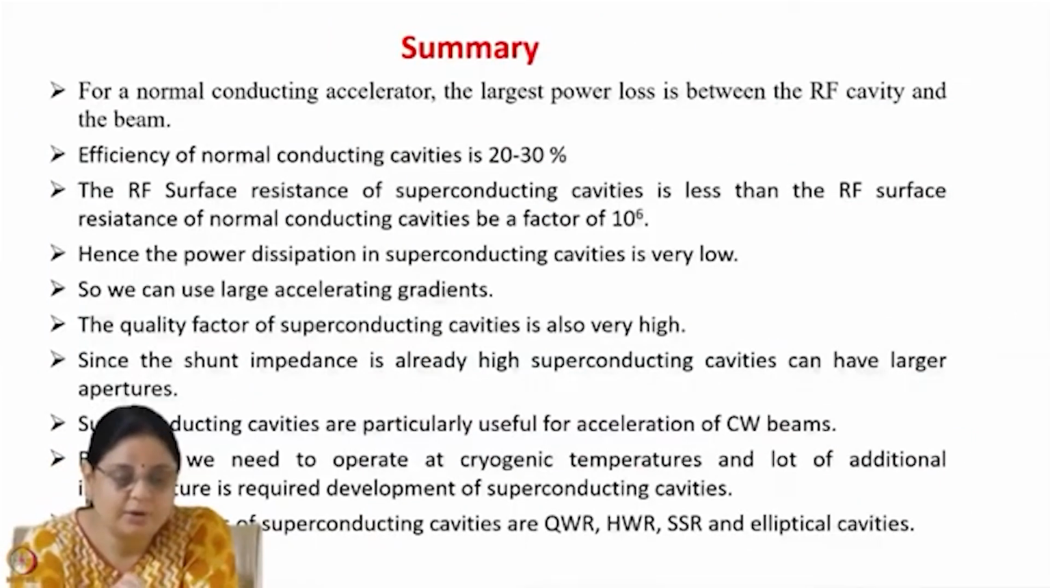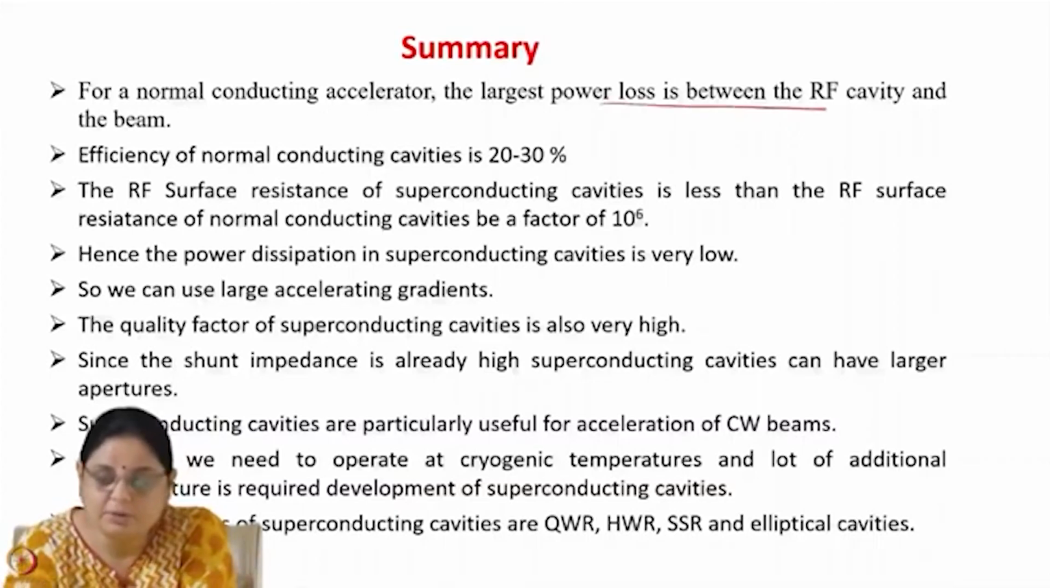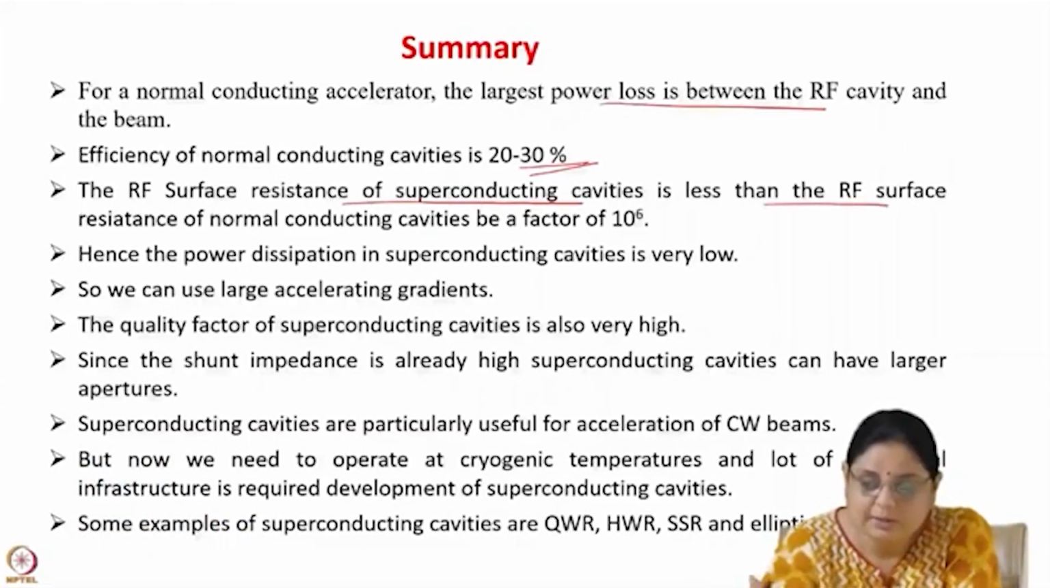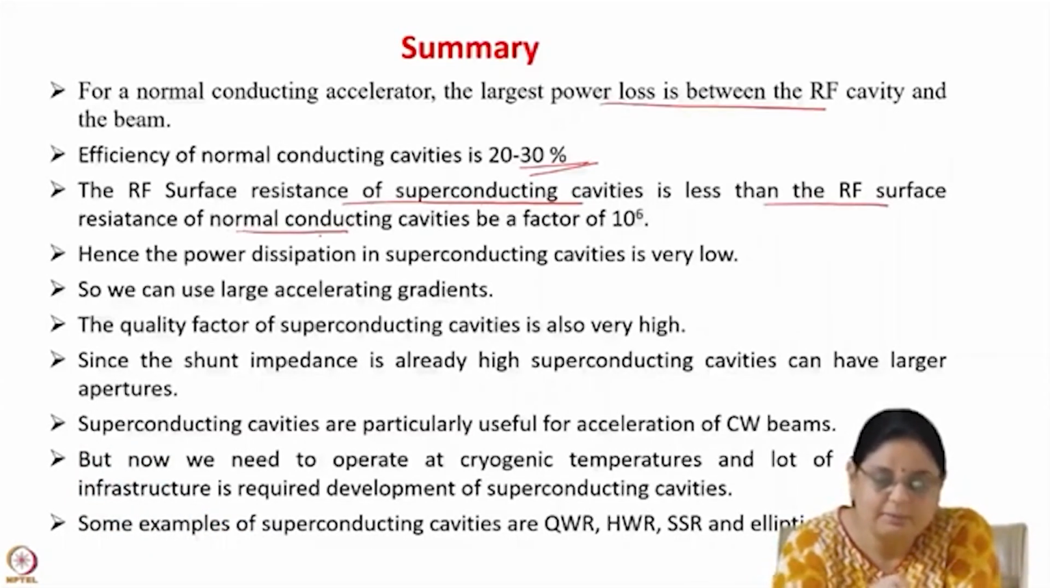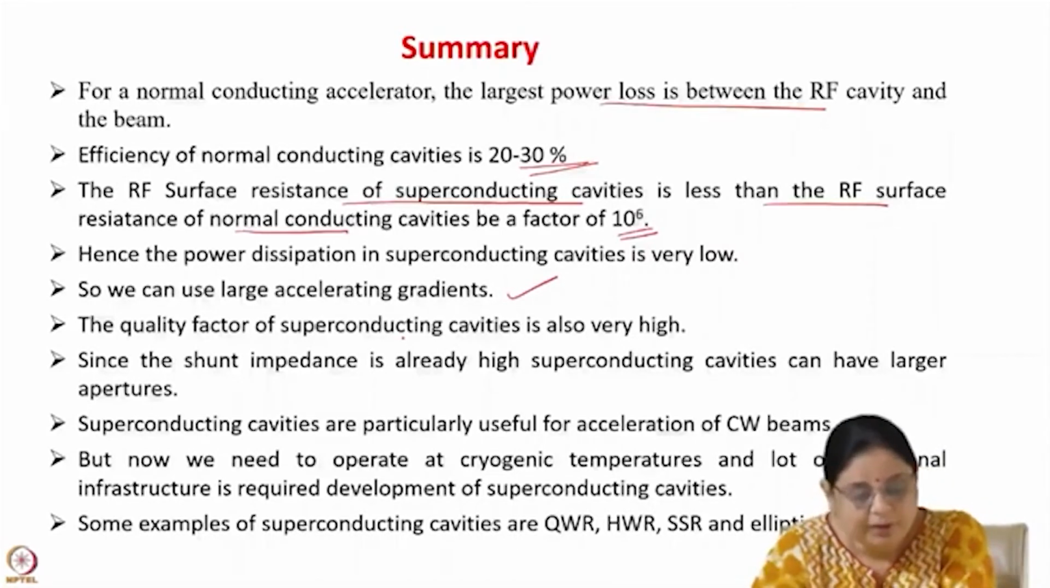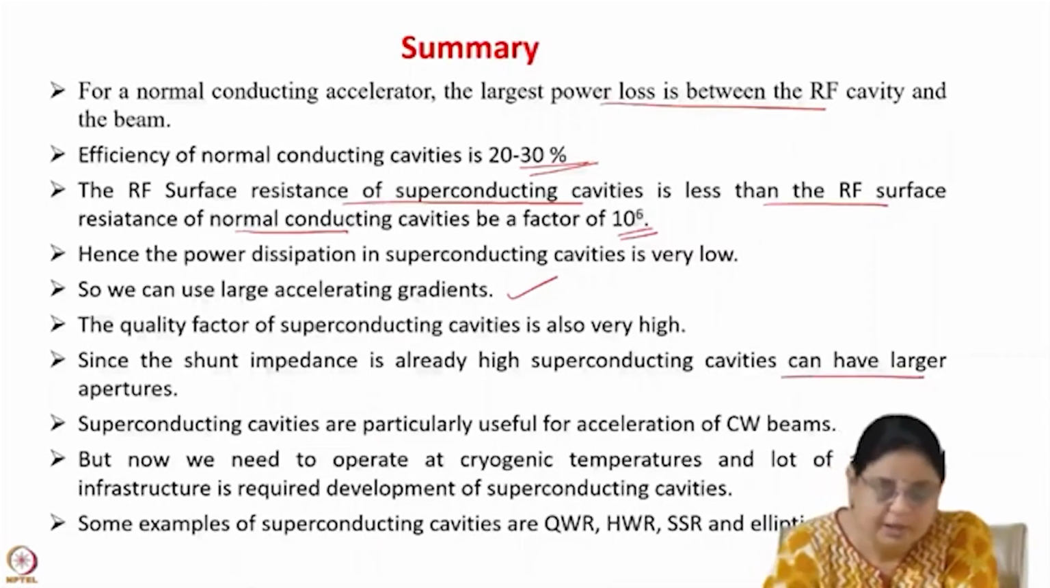To summarize, for a normal conducting accelerator, the largest power loss is between the RF cavity and the beam. Typical efficiencies of normal conducting cavities are in the range of only 20 to 30%. The RF surface resistance of superconducting cavities is less than that of normal conducting cavities by a factor of 10 to the power of 6. So power dissipation in superconducting cavities is extremely low, and we can use larger gradients. The quality factor and shunt impedance are also very high, so cavities can have larger beam apertures, which will prevent beam loss.